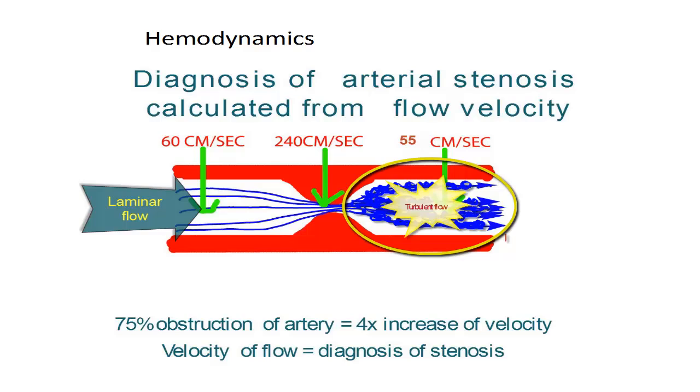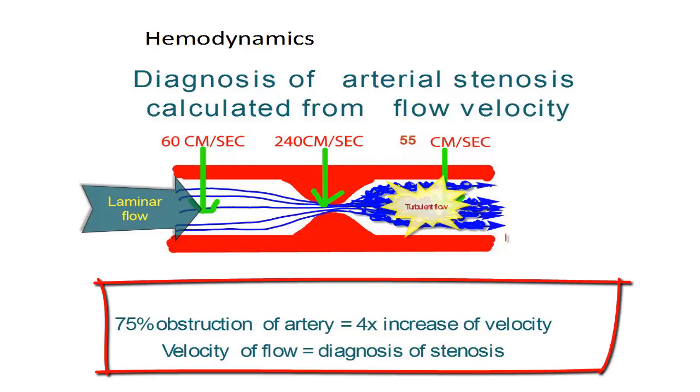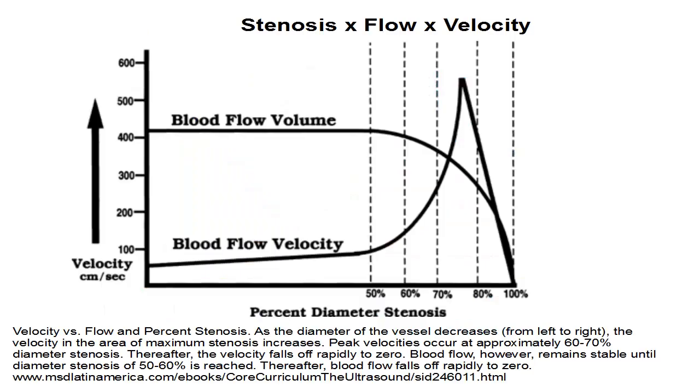As there is a direct relationship between speed and occlusion or stenosis, we can expect that there is a 75% stenosis of the artery in the case that there is a 4-time increase of the speed in comparison to the non-stenotic area. The picture shows the hemodynamics of the stenosis. You see that on the X axis there is the blood flow velocity, and the blood flow velocity slowly increases up to 60% stenosis. Then there is a rapid increase of the speed.